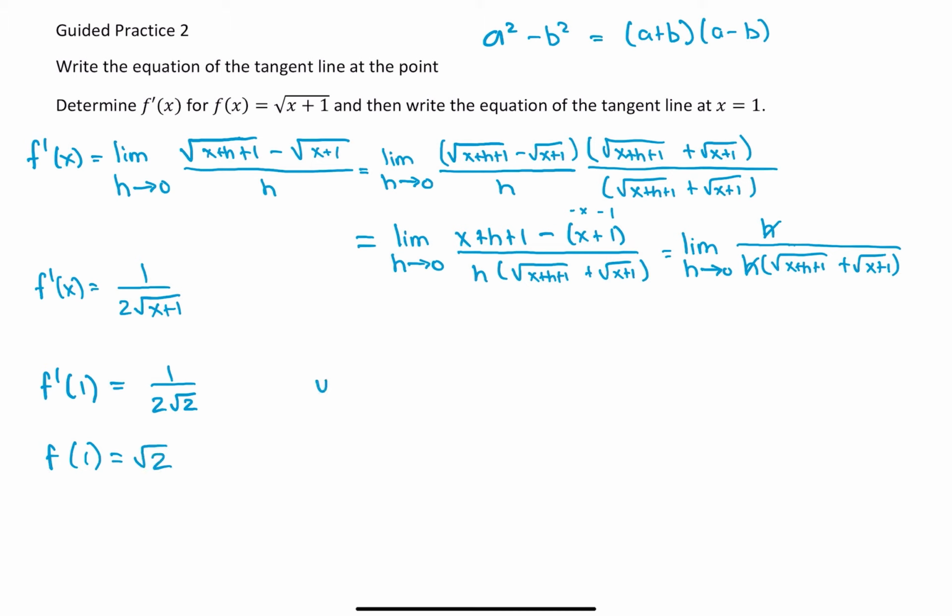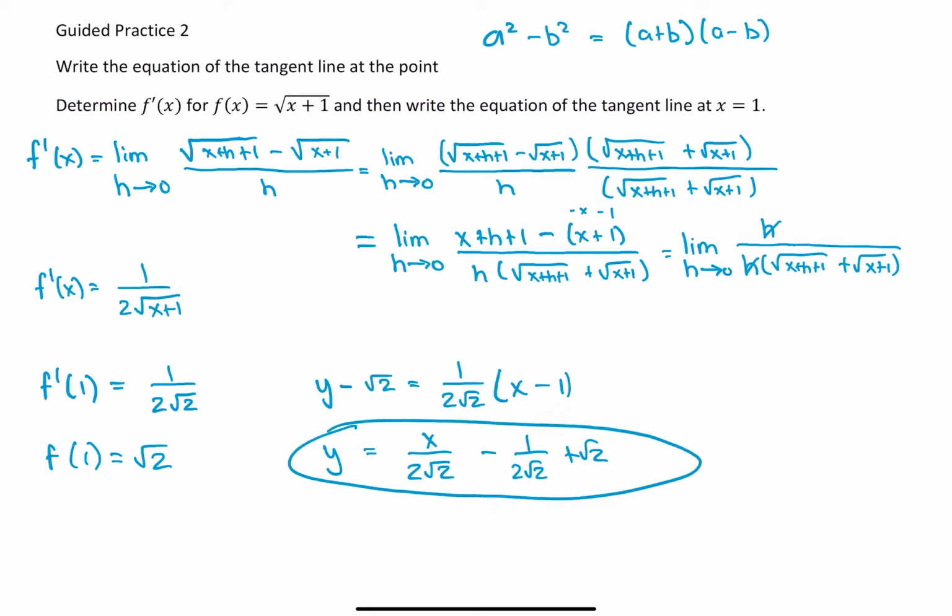So the equation of our tangent line is y minus the square root of 2 is equal to 1 over 2 square root 2 times x minus 1. So we're going to get y equals x over 2 square root 2 minus 1 over 2 square root 2 plus the square root of 2. And you know what? That's actually good enough. We don't actually want to simplify further.